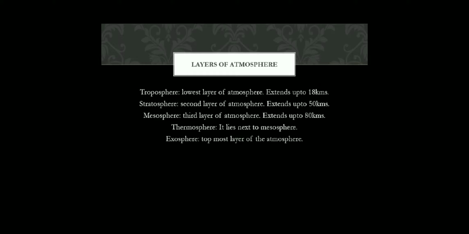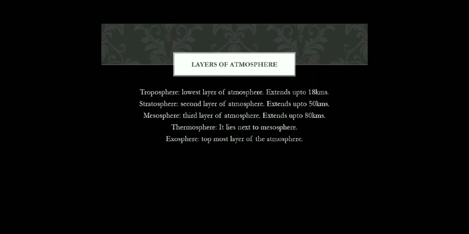Stratosphere. Stratosphere is the second layer of the atmosphere. This layer extends up to 50 kilometers from the surface. It lies between troposphere and mesosphere. In this layer, ozone is the most important gas which absorbs the ultraviolet rays of the sun and protects all forms of life on the Earth. This layer is free from clouds and other important weather phenomena and provides ideal flying conditions for jet aircraft.